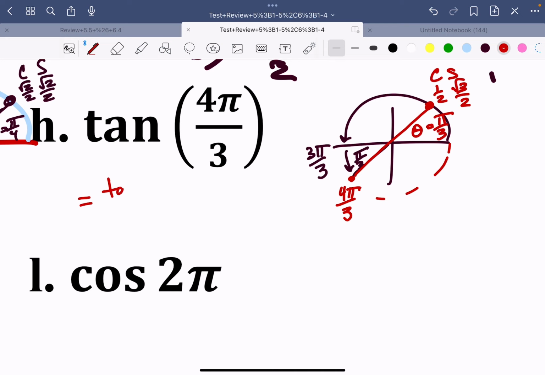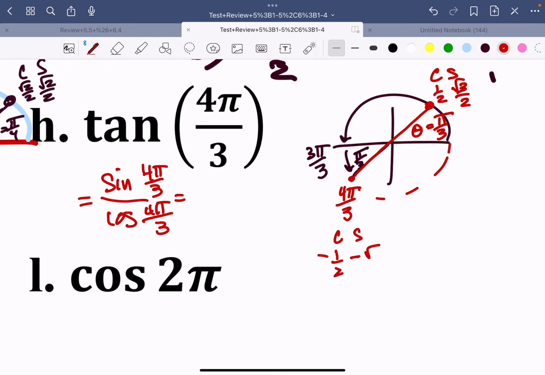So if tangent is just equal to the sine divided by the cosine of 4 pi over 3, then what you're going to get down here, the cosine is going to be a positive 1/2. I'm sorry, a negative 1/2. And sine is going to be a negative square root of 3 over 2. So it's going to be negative square root of 3 over 2 divided by negative 1/2. It's going to flip and give you a positive square root of 3.